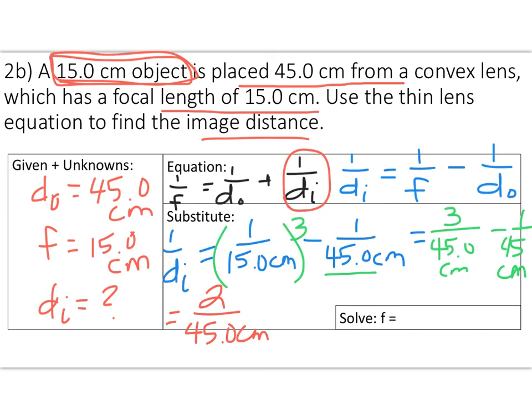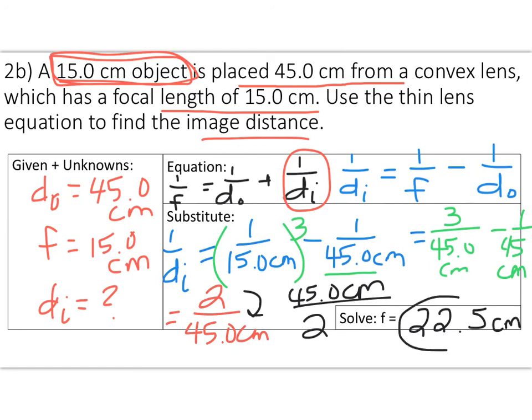And we're going to do exactly what we did before, because 2 over 45 is equal to 1 over our di, our image distance. We want to flip that. And we get 45 centimeters divided by 2. When you plug that in your calculator, you get 22.5 centimeters. So the image is going to appear 22.5 centimeters beyond the lens.